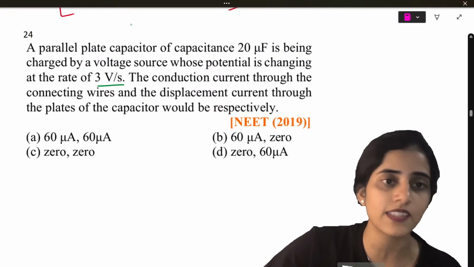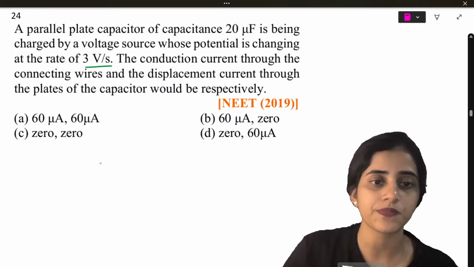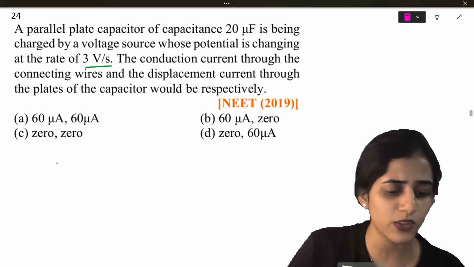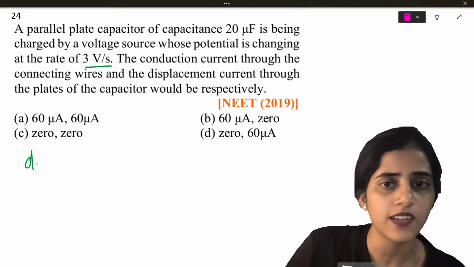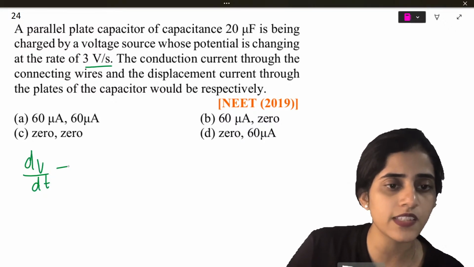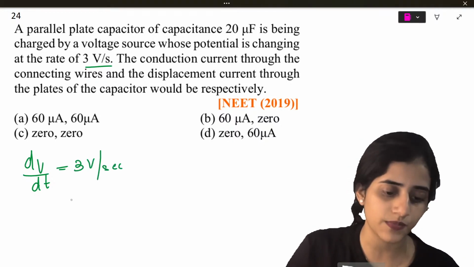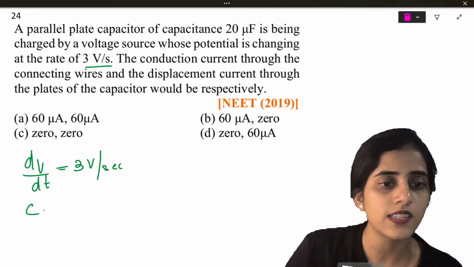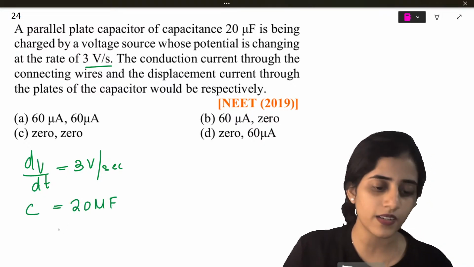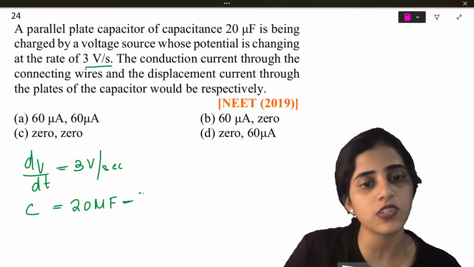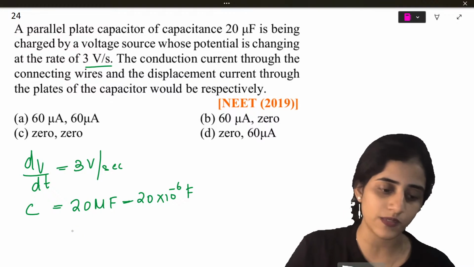Okay, let's look at the next question. Parallel plate capacitor. Okay, how do we do it? So first thing, we'll write down the formula. See what all are given. The rate of change of potential dV by dt is given. How much is it? 3 volts per second. C is the capacitance, which is 20 microfarad. That is also given to you. This is nothing else but 20 into 10 raised to minus 6 farad.